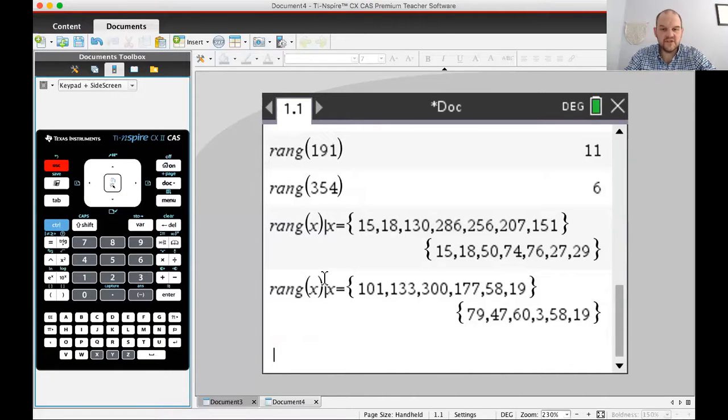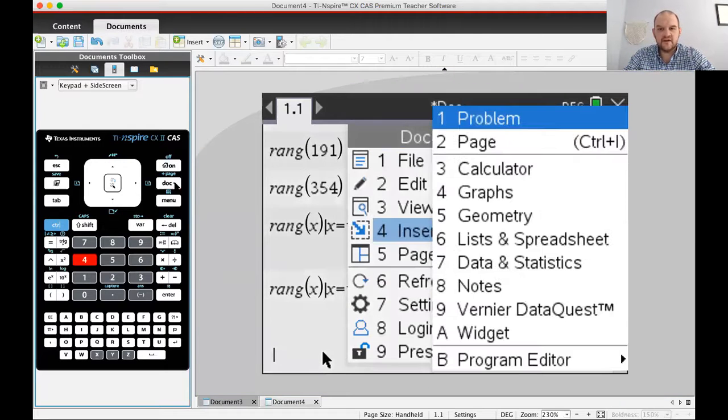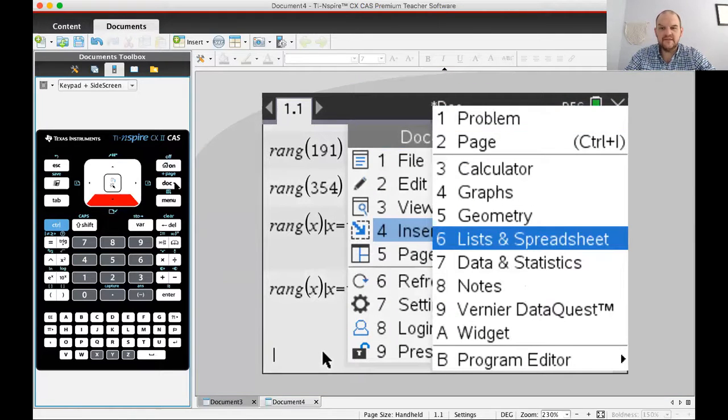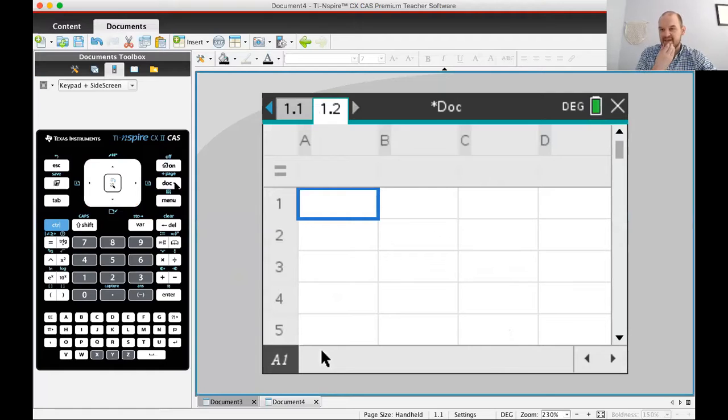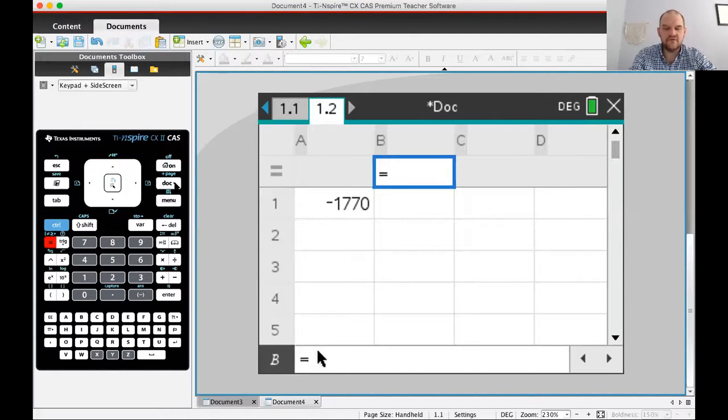So what I'm going to do, I'm actually going to do a new thing. I'm going to insert doc 4. I'm going to insert a lists and spreadsheets page. And the reason I'm doing this is that I think the easiest thing for me will be to put this here. I'm going to do that whole column. And then here, I would like to find the principal coterminal angle of whatever is in column A.